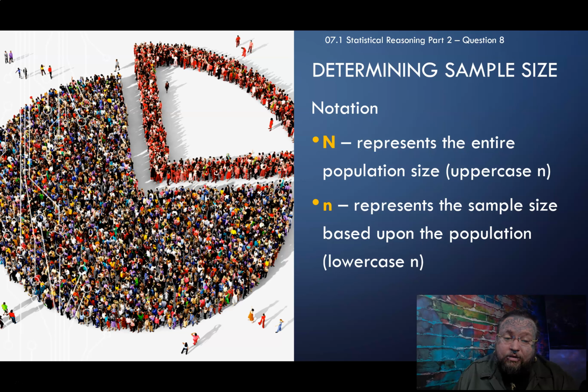Now, that's capital or uppercase N. Lowercase n represents the sample size. So how many of the actual overall population did you actually sample? And it's convenient, it's the lowercase n, so it's a nice, easy way to remember it. Uppercase N, the big whole thing. Lowercase n, the sample of the bigger thing that you're actually looking at, making sure that you've represented it right.